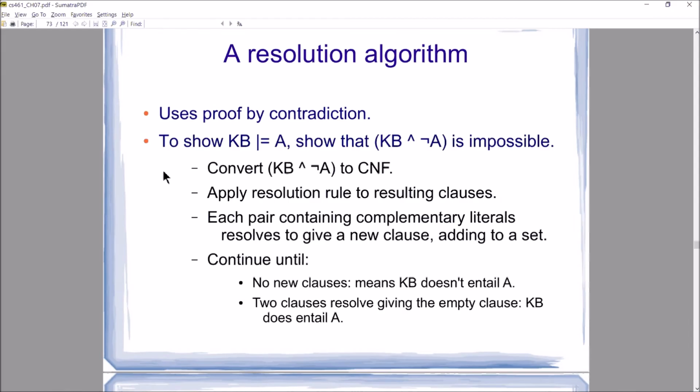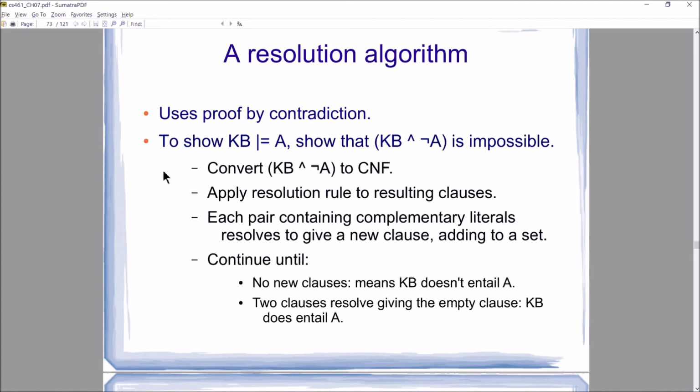Okay, so now that we've set all that stuff up, we've gone through all of that, now it's time for the payoff, right? Let's go through and look at a resolution algorithm. A resolution algorithm is going to use proof by contradiction. Remember way back when we were talking about proof by contradiction? So the payoff is we want to show that a knowledge base can entail A. In order to do that, we're going to do proof by contradiction. We'll show that adding not A to the knowledge base, so knowledge base and not A, is impossible.